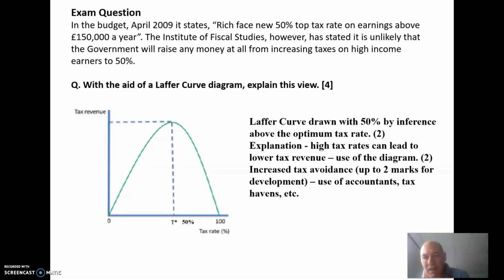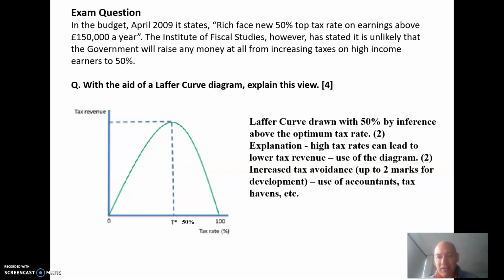Hopefully you've had enough time. The 50% by inference is already beyond T-star. So if the government were to increase taxes any further, then obviously the government may not raise any money at all. It may actually fall. What's the explanation?